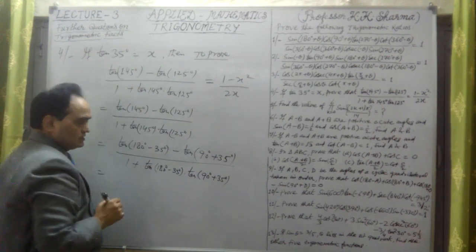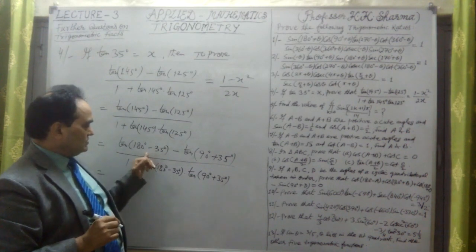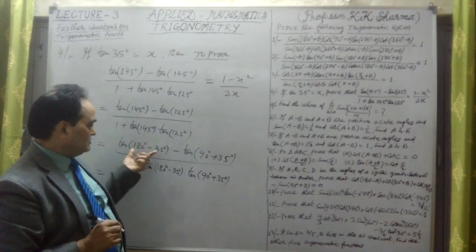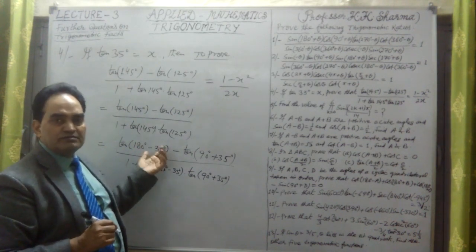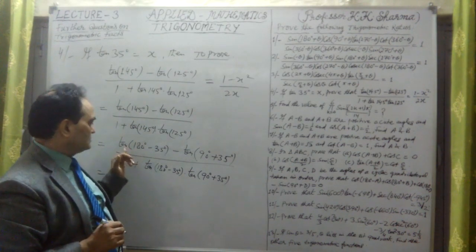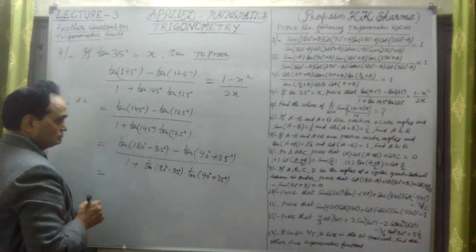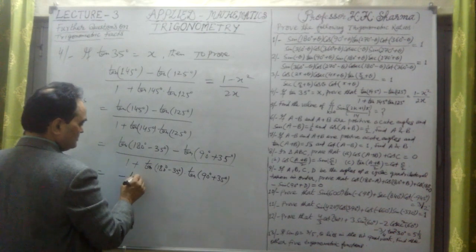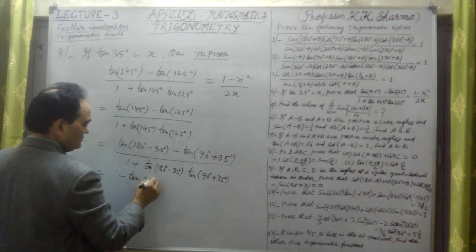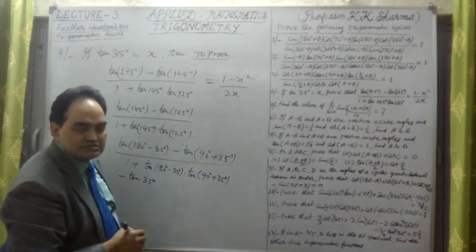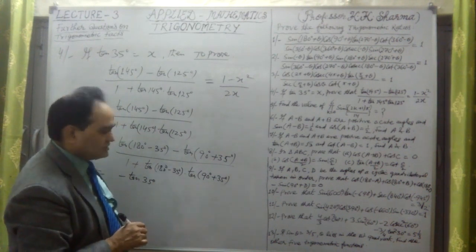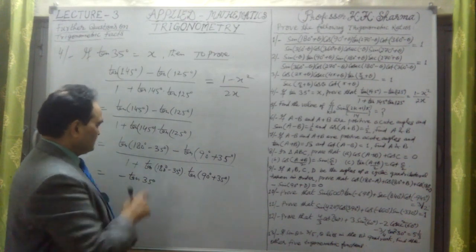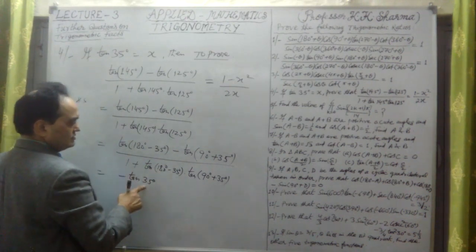Now this angle, 180 degree minus 35, is lying in the second quadrant. 180 minus theta is in the second quadrant, and in the second quadrant tan is negative. Cos is negative, tan is negative; only sine and cosec are positive. It will be direct, minus tan 35 degree.